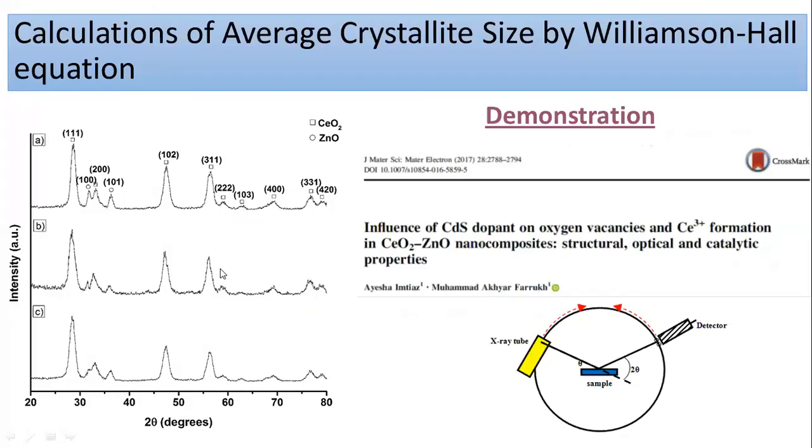The crystallite size by using this data is 5 point something. So in this way you can get the value of the average crystallite size by using the Williamson-Hall equation. So this is all about our today's lecture.